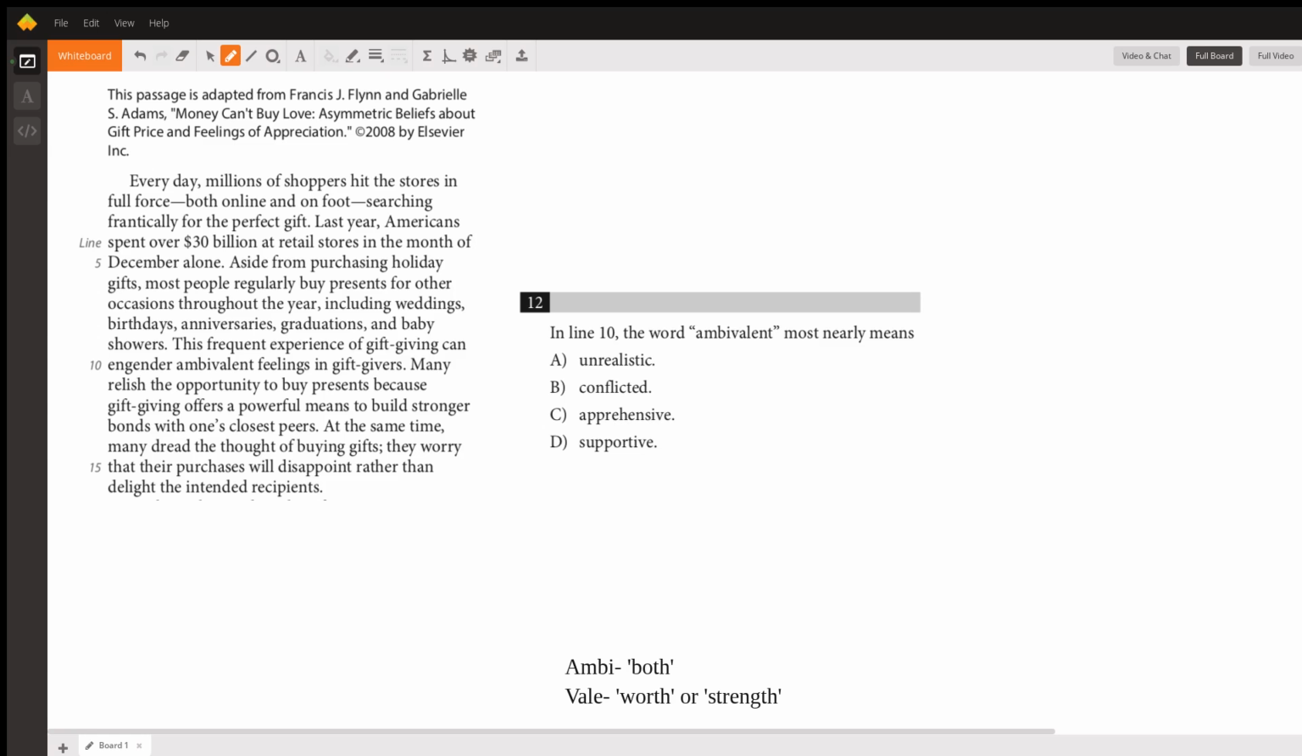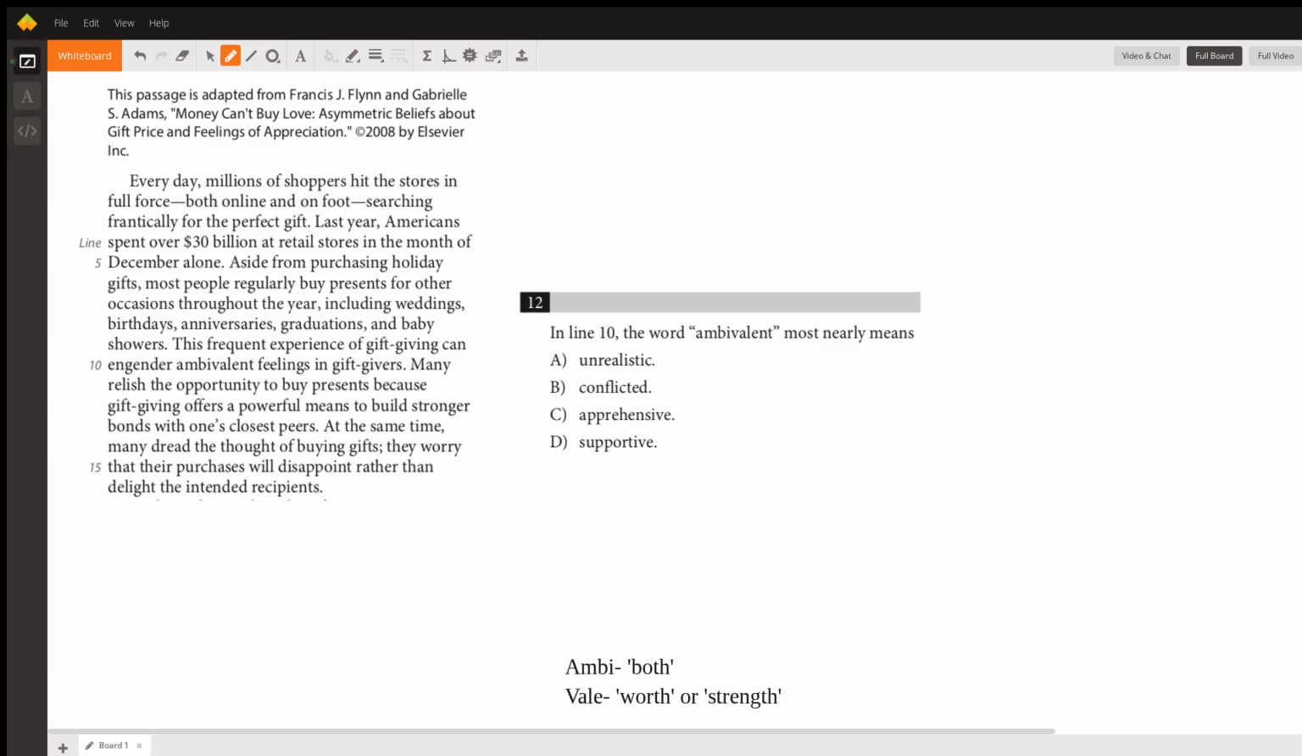In this example, it's not in the sentence itself, it's in basically the whole paragraph, but the sentence and the two sentences following it are what we're going to look at. So the sentence itself that has this word in it, that's the first step. So this frequent experience of gift giving can engender ambivalent feelings in gift givers. Okay, this is a fairly straightforward statement. And then the two sentences after it reinforce by talking about what those feelings might be.